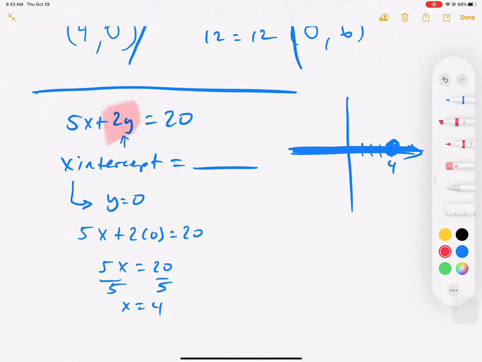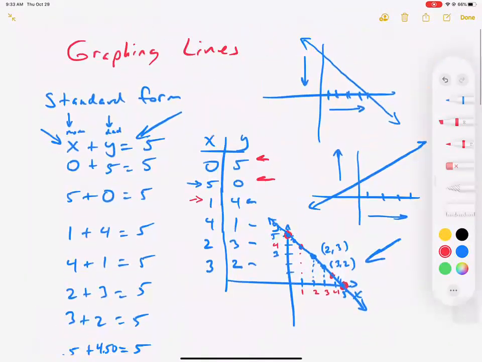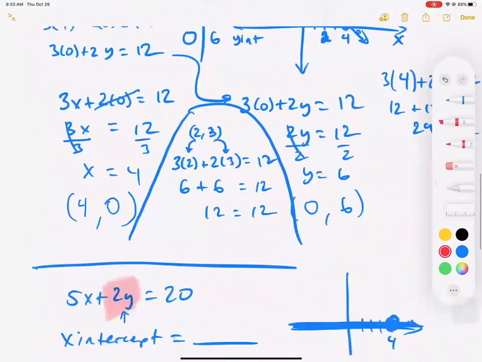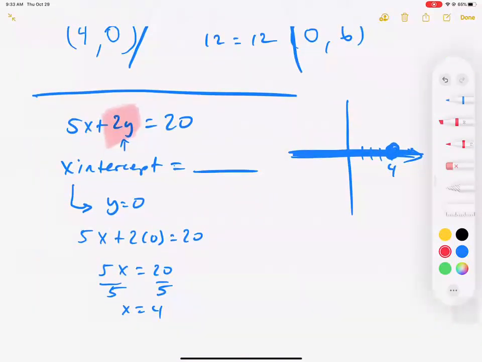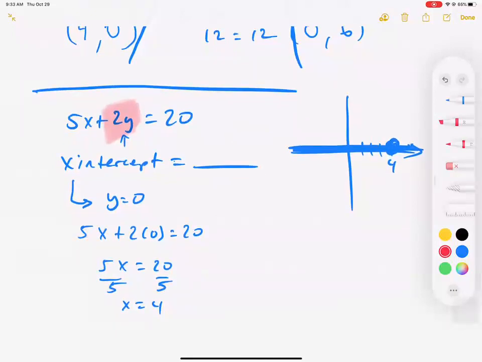I'm not kidding. Just put your finger on your paper, just cover it up, like no joke. And you just see 5x equals 20. 5 times what is 20? 5 times 4. Okay. The IXL may then ask you, hey, what is your y-intercept?